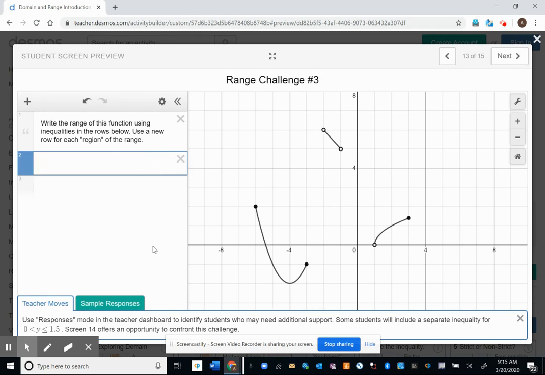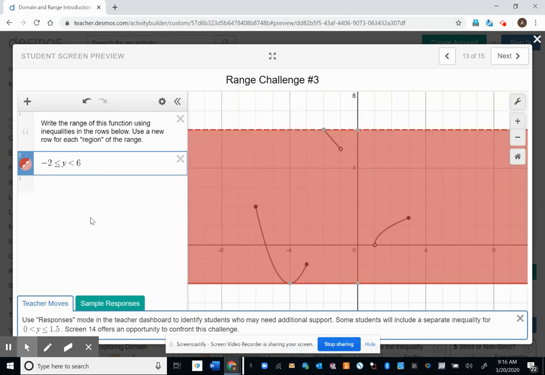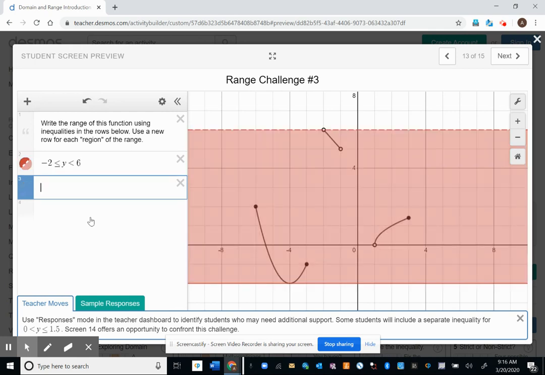So the minimum value for this graph is -2. So -2 is solid, so less than or equal to y. And then the maximum value for this graph is 6. And that would include our entire range.